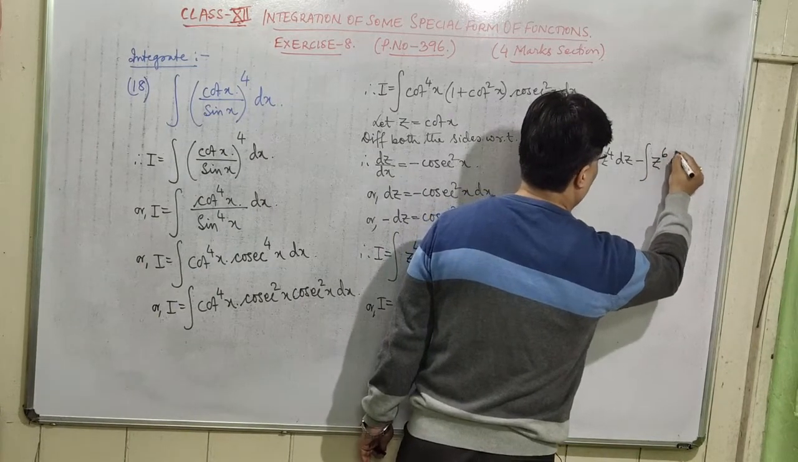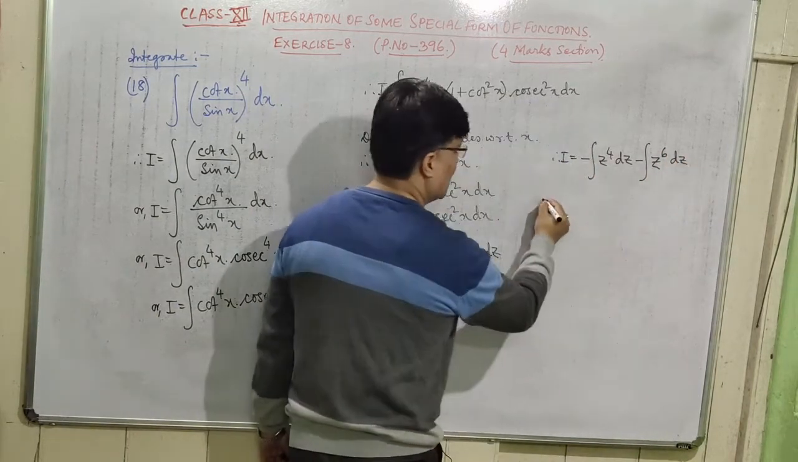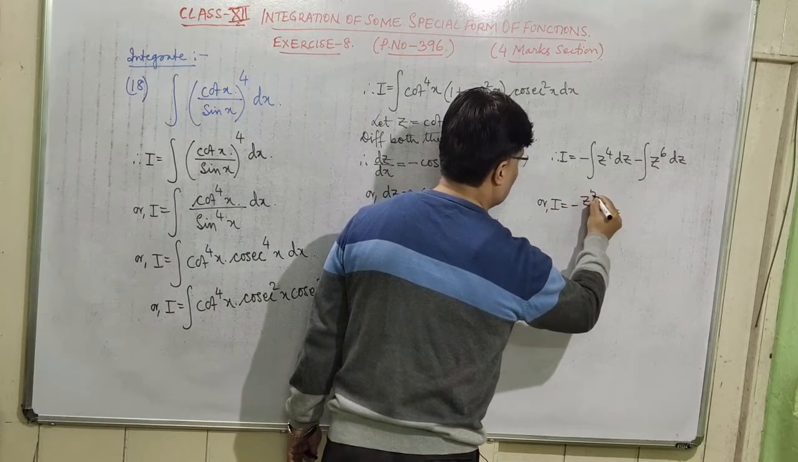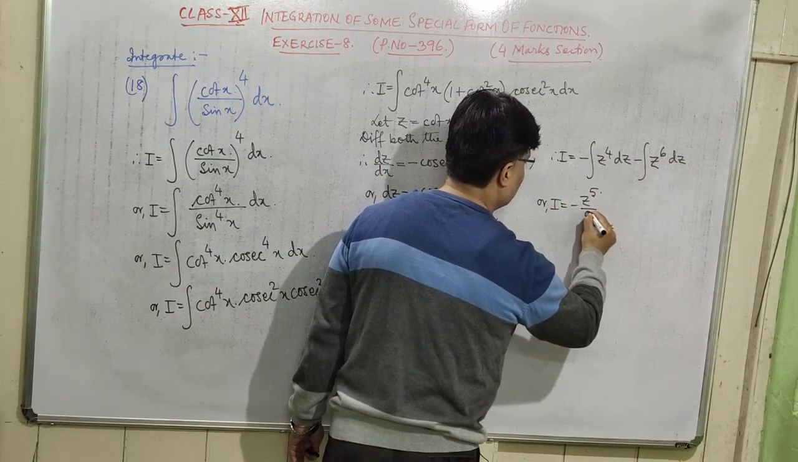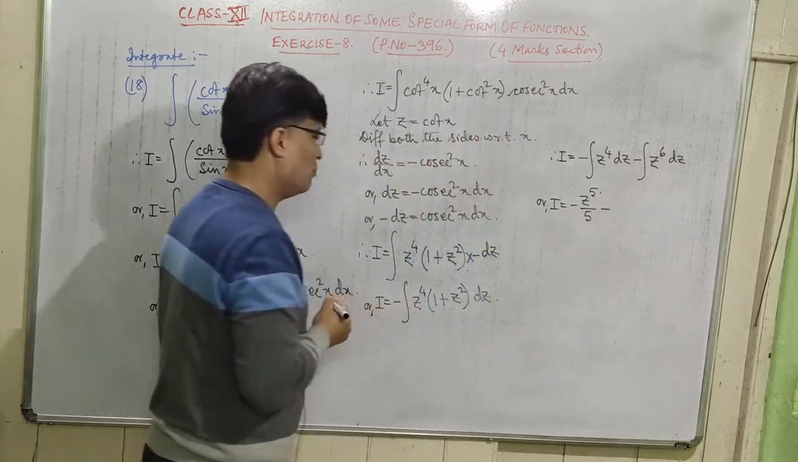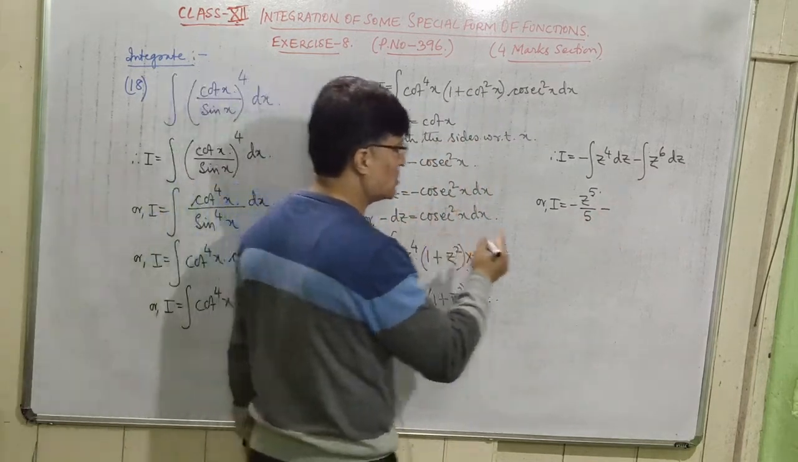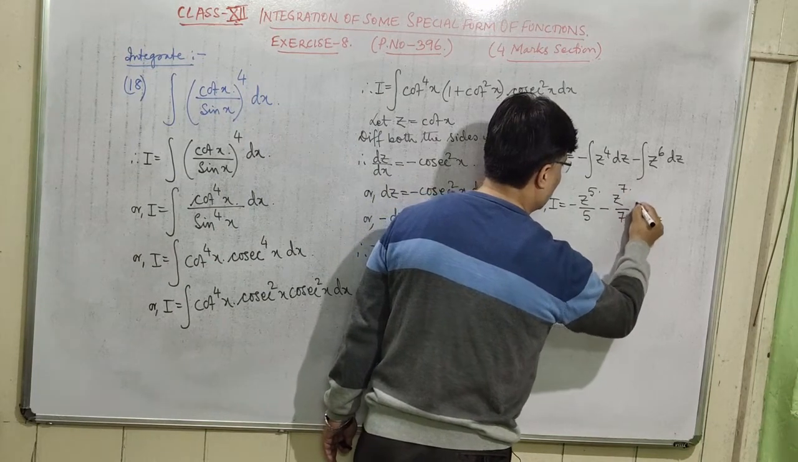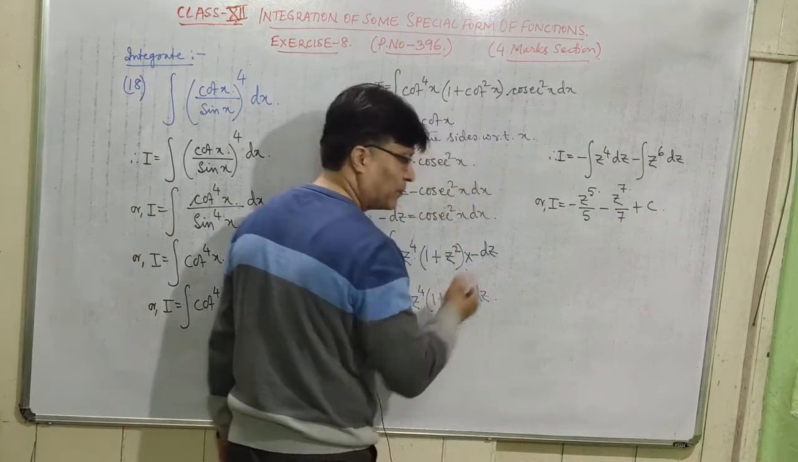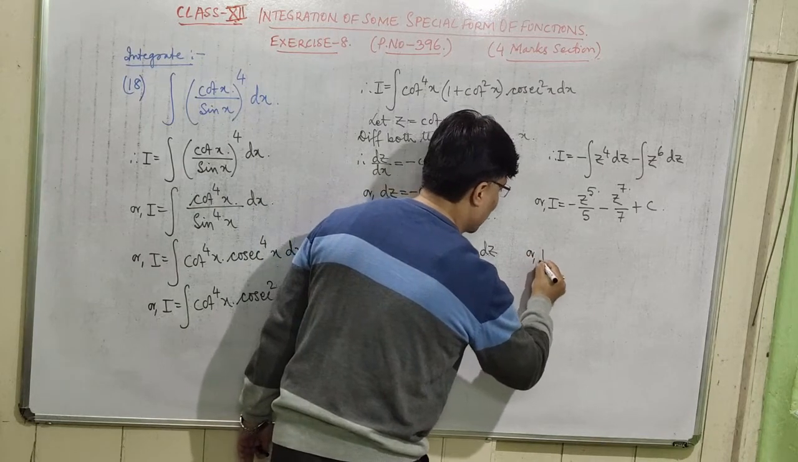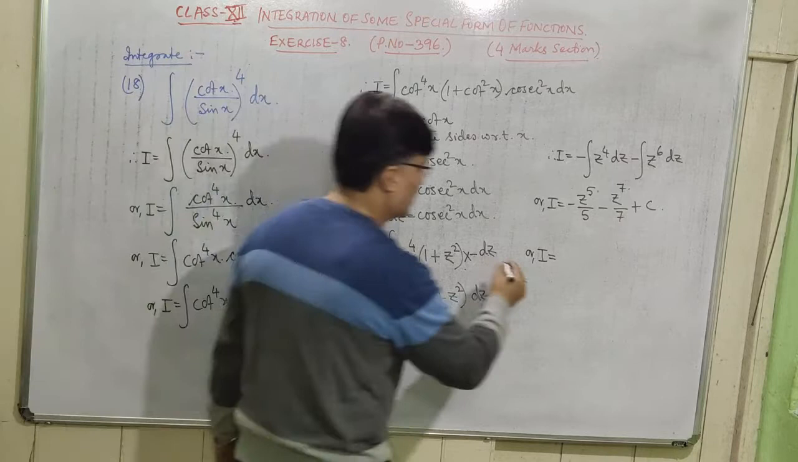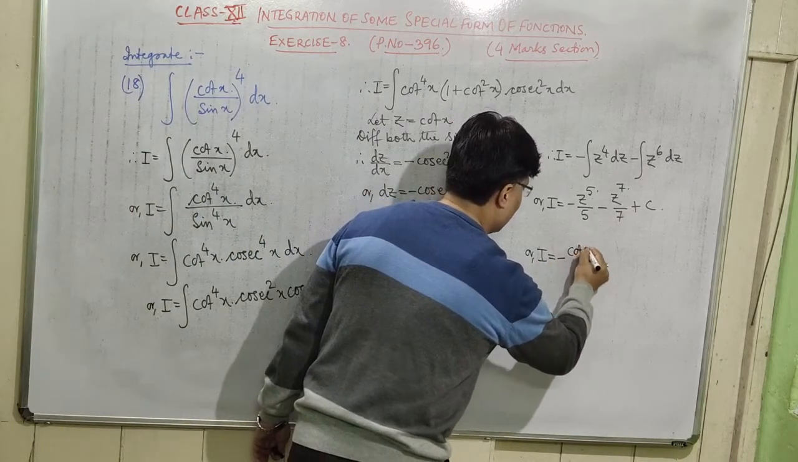It is z to the power 6 dz, or I is equal to minus z to the power 5 divided by 5 minus, what is integration of z to the power 6? z to the power 7 divided by 7 plus c. Now you can put the value for z. So I is equal to minus, what is z actually? It is cot x. What is z to the power 5?